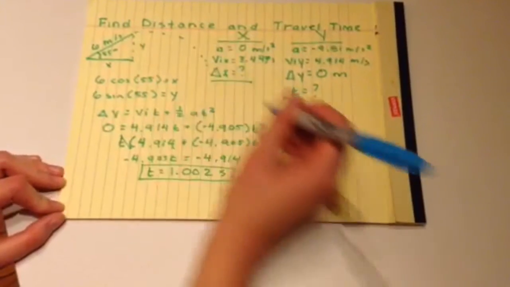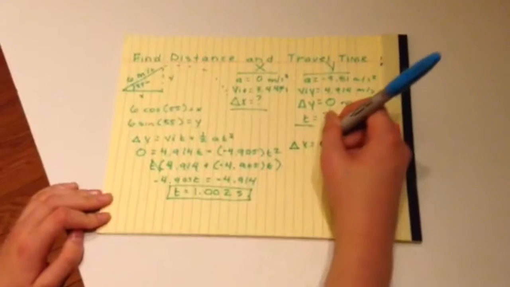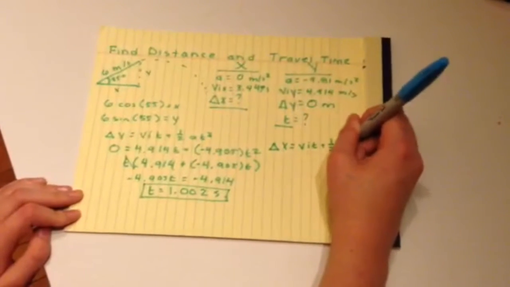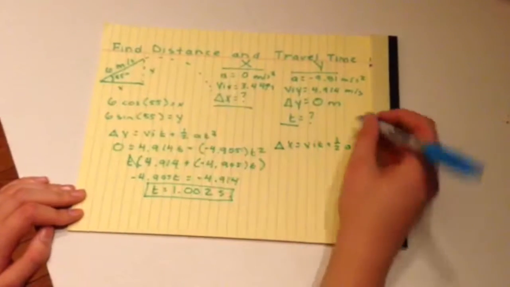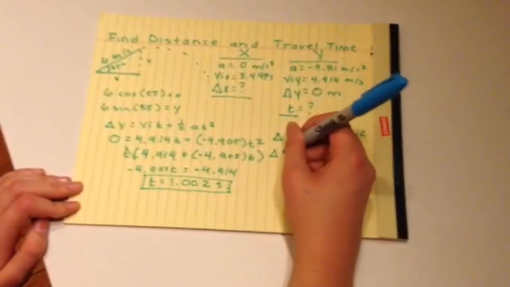Now that we have t, we can find the change in x. So to do that, we use the equation change in x equals initial velocity times time plus 1/2 a t squared. So because a equals 0, this whole part equals 0, we can just cross it out.